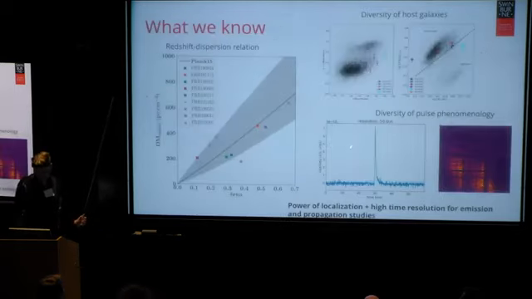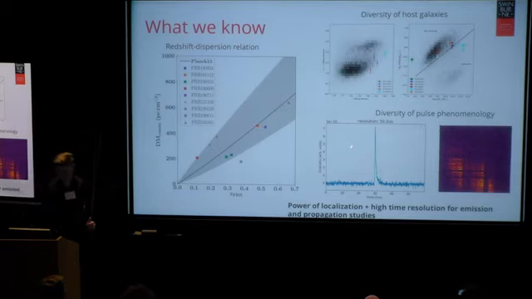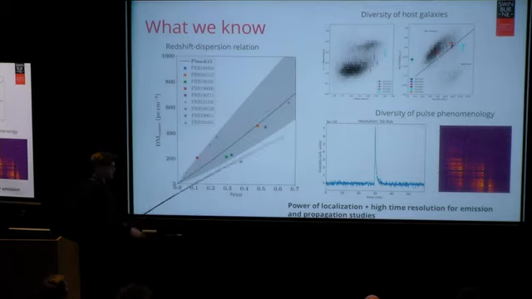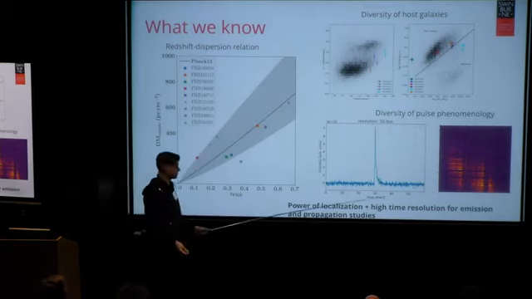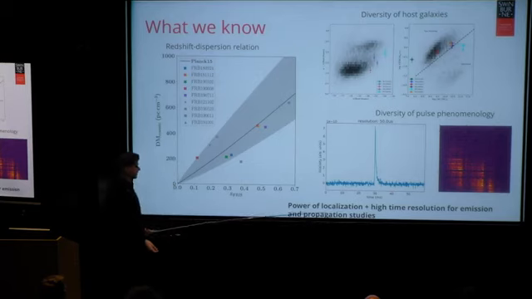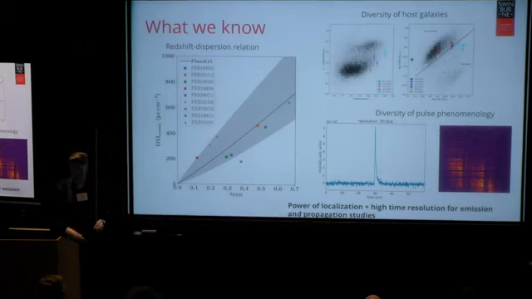So I'll just conclude here. We got a DM redshift relation. FRBs come from a diversity of host galaxies and have a diversity of pulse phenomenology. But really, we can use localization and high-time resolution studies to really understand FRB emission and FRB propagation effects.